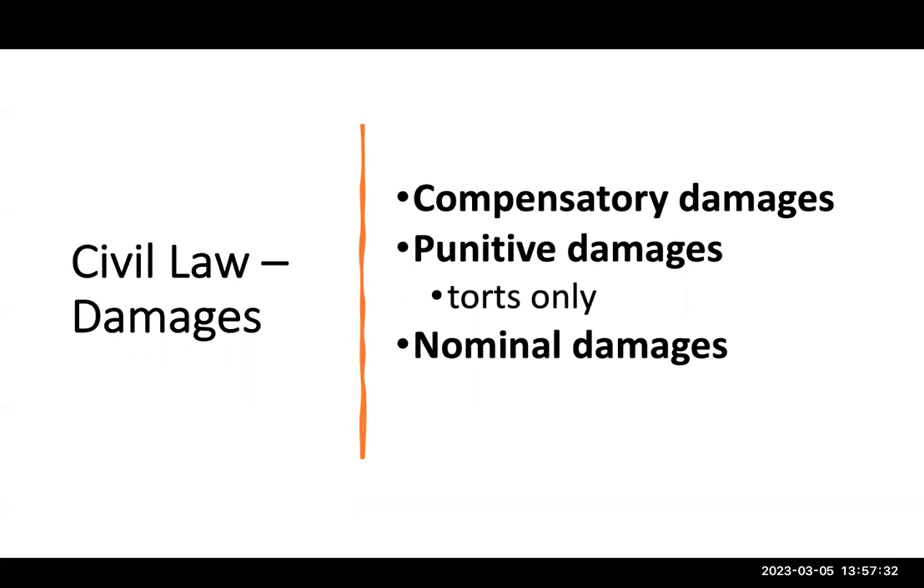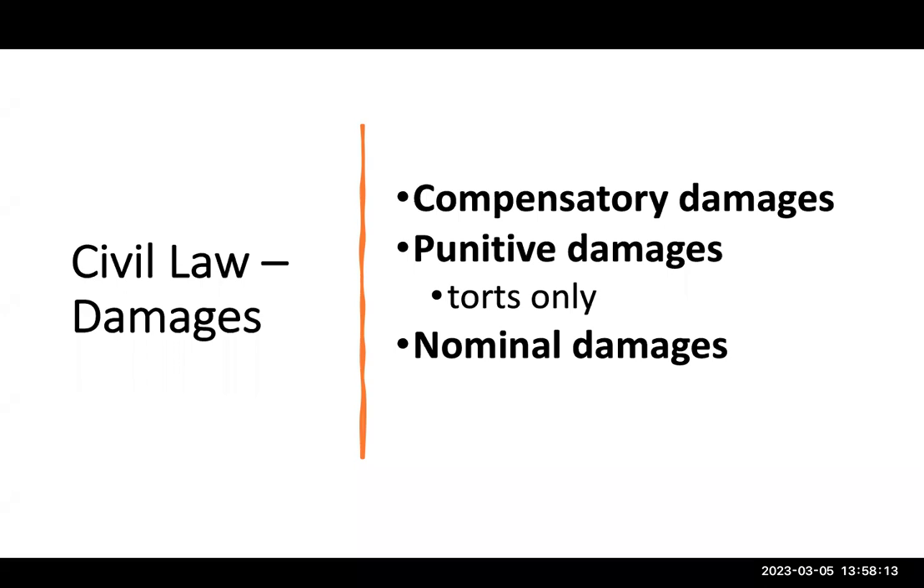Civil law, the ultimate goal of a civil law case usually is to recover damages. We break down damages into three different types. Compensatory damages are money that compensate the victim for the harm that they suffered. Punitive damages, on the other hand, really have nothing to do with the harm to the victim, but rather they're designed to punish the wrongdoer. It should be noted that punitive damages are only available in tort claims. You cannot recover punitive damages in a breach of contract action.